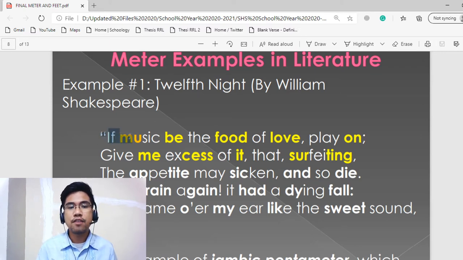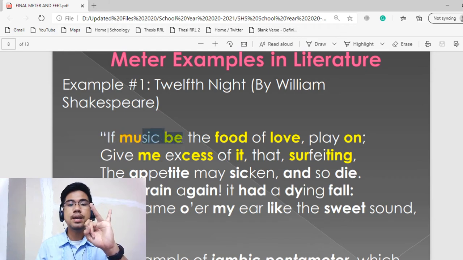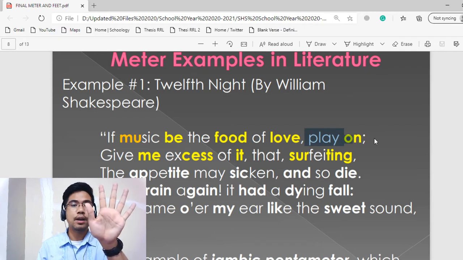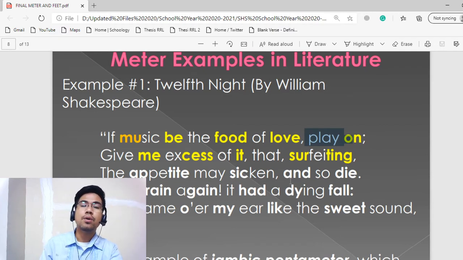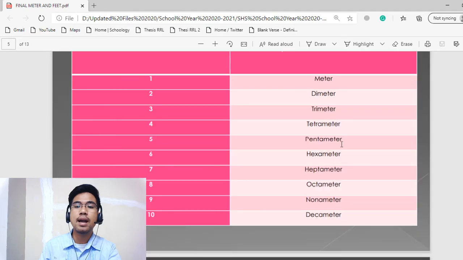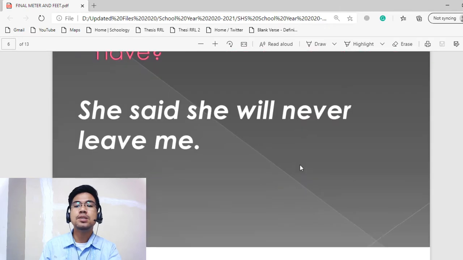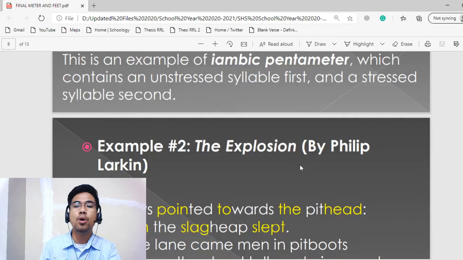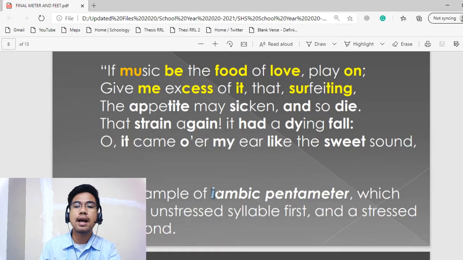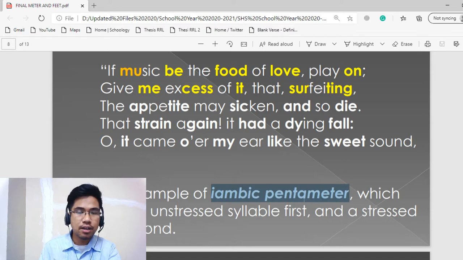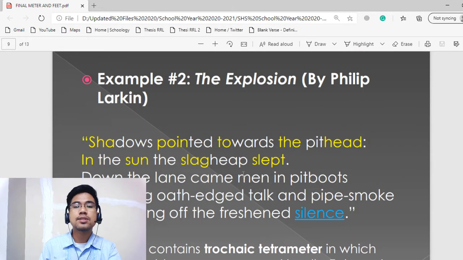What are the pairs? If mu, that's the first one; sick b, the second one; the food, the third one; of love, fourth one; play on, fifth one. And how do we call a meter according to syllabic number which has 5 pairs? That is what we call, going back, a pentameter. That is why this particular poem employs iambic pentameter. I hope that is clear. You can always rewind this video if there are things that you haven't gotten yet, so you can review as well. Next, example number 2.